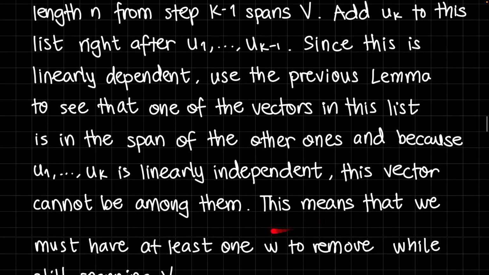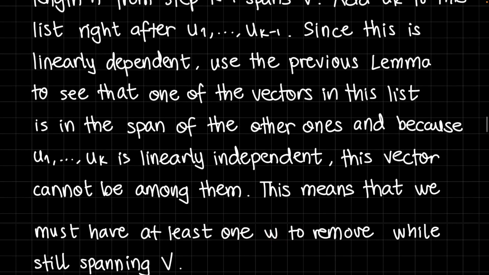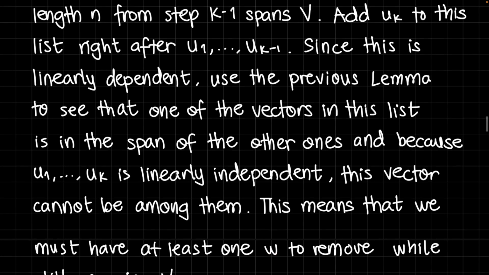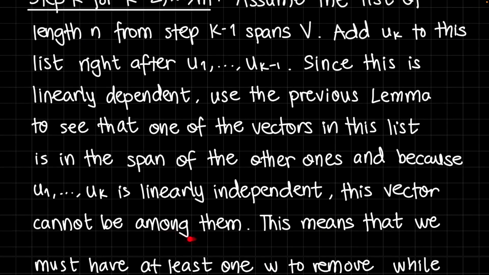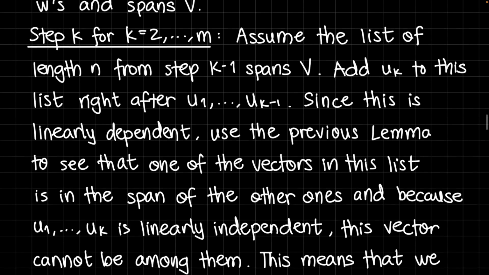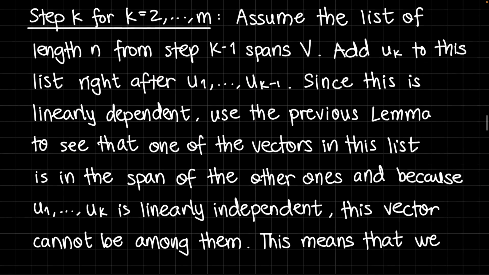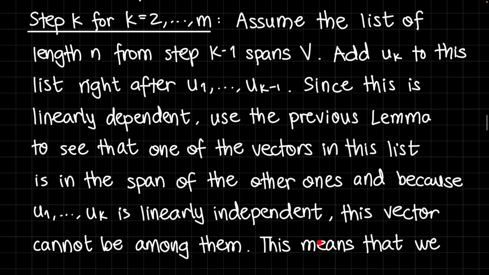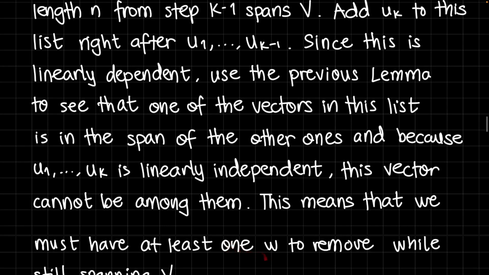That means that there must be at least one w, because if there isn't a w, then this list is not linearly dependent. It is linearly independent, which violates what we said here, that this is linearly dependent because uk was in the span. This was the spanning list. So in order to not violate that, we must have at least one w. Without w's, we'll violate the linear dependence and the spanning property that we assumed, which was also known as the inductive hypothesis.